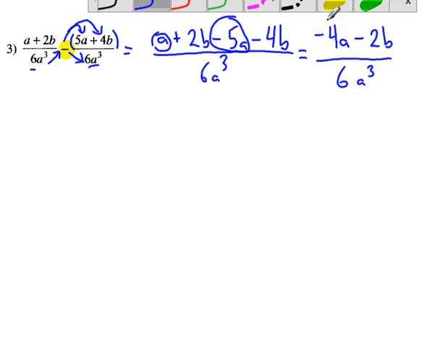Here's the trick. I'm not done yet. I have a 4, a 2, and a 6. Technically a negative 4 and a negative 2. But what I'm looking for when I mark those, I'm looking for a common denominator. No, take that back. I'm looking for a common factor.